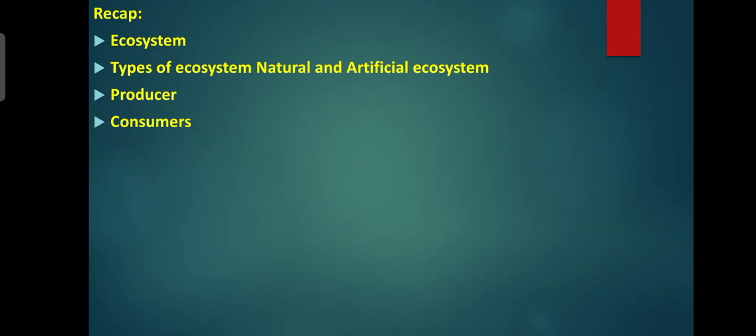Herbivorous: animals which eat plants or plant products. Example, cow, deer, goat and rat. Second one, carnivorous: animals that eat other animals. Example, lion, tiger, frog and owl. Third one, omnivorous: animals that eat both plants and animals. Example, humans, dog and crow.